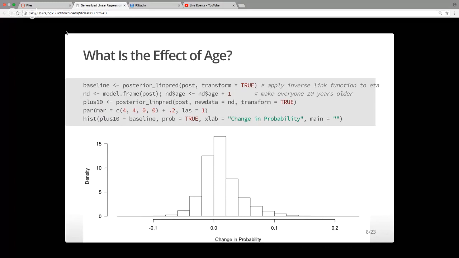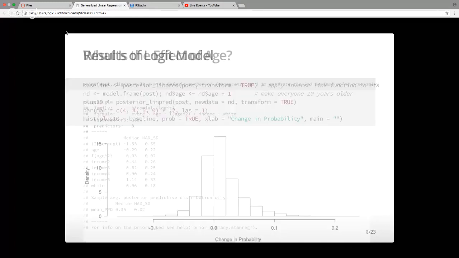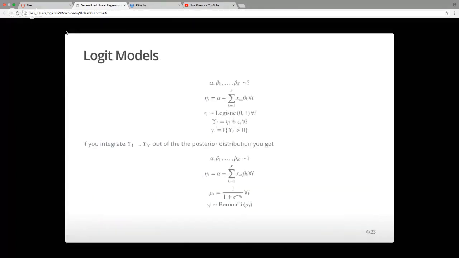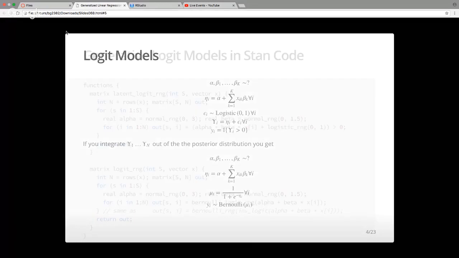Transform equal true. Transform equal false would give you the linear predictor. Transform equal true gives you the conditional expectation. Or do it with transform equal false and then just take that and do 1 divided by 1 plus e to the negative that. That's all it is.